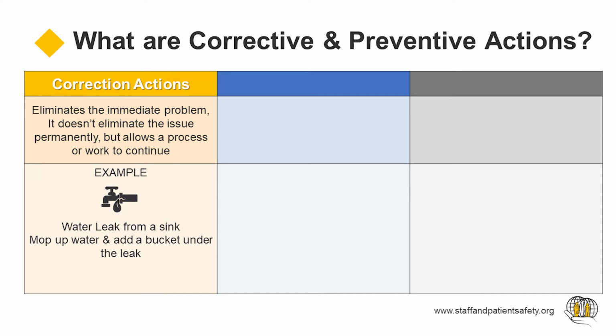Correction actions eliminate the immediate problem. It doesn't eliminate the issue permanently, but allows a process or work to continue. If we look at a simple example of a water leak from a tap, the correction action is to mop up the water and add a bucket under the tap so that it removes the hazard and allows the process to continue safely, so for people to use the tap without flooding the room.